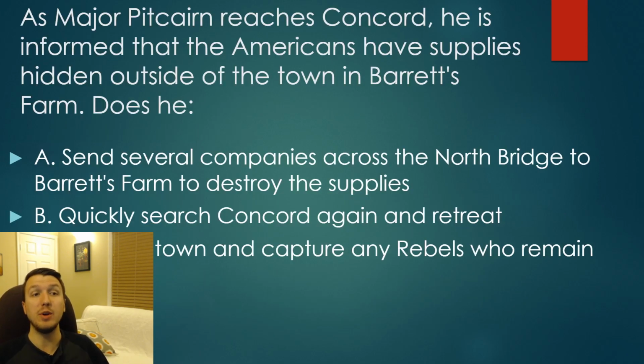All right, next up, as Major Pitcairn reaches Concord, he is informed that the Americans have supplies hidden outside the town in Barrett's Farm. Does he, A, send several companies, about 20 men, across the North Bridge to Barrett's Farm to destroy the supplies? Does he, B, quickly search Concord again and retreat? Or does he, C, burn the town and capture any rebels who remain? Give you a second here.